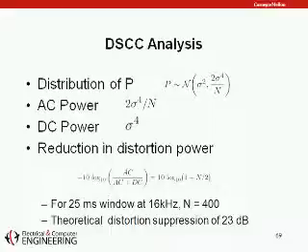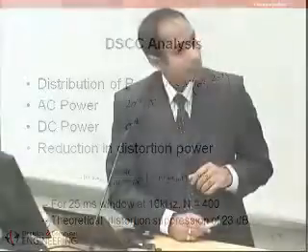This will be a random variable, and this p has a chi-square distribution with n degrees of freedom, but we can treat it as approximately Gaussian if n is large. Then p is approximately distributed as Gaussian with variance sigma square. Now this can be split into an AC power and a DC power. The DC power is just the mean squared, and the AC power is this variance here.